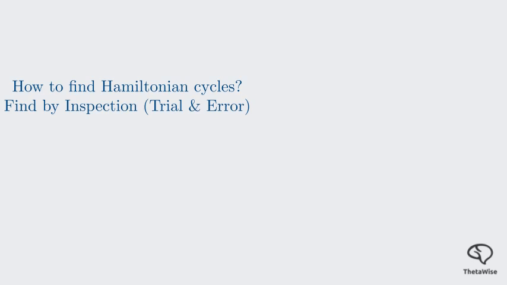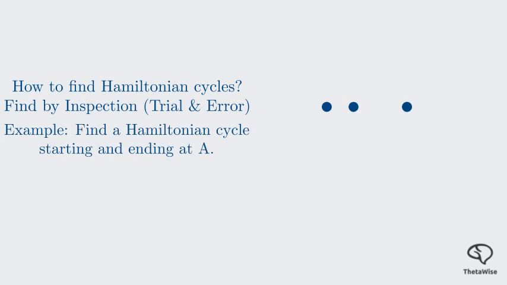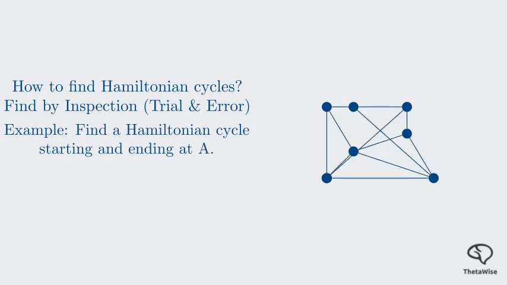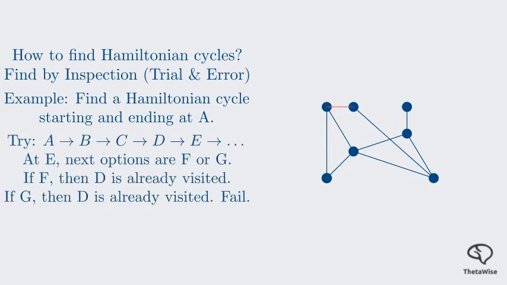Let's work through an example. We have this graph and we need to find a Hamiltonian cycle that starts and ends at A. Let's try to build a path step by step. From A, we can go to B, D or G. We can try the path A to B to C to D to E. From E, we can only go to F or G without repeating a vertex. If we go to F, we are stuck. So we need a different approach.